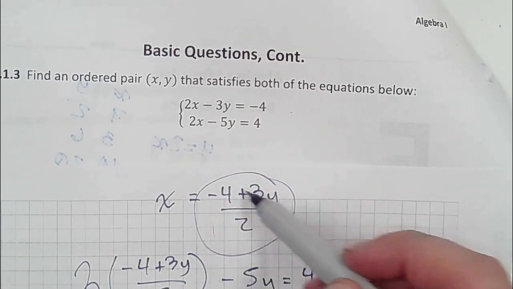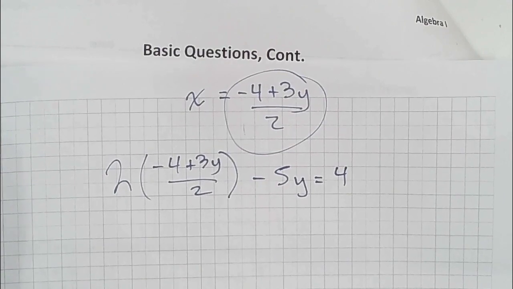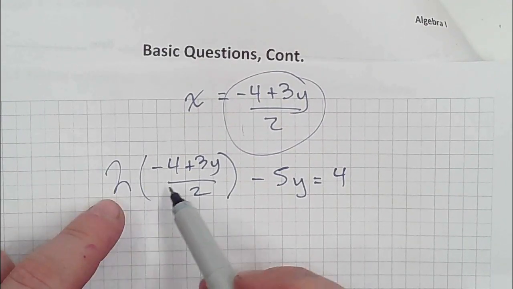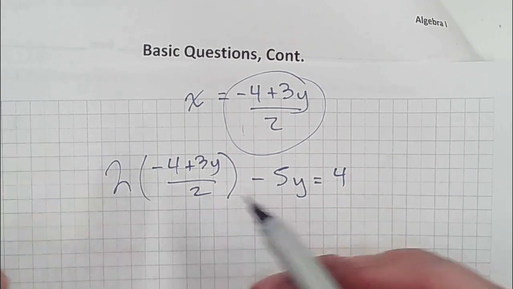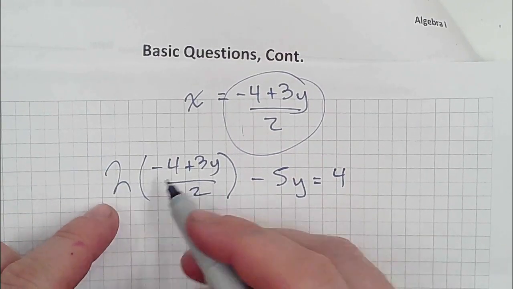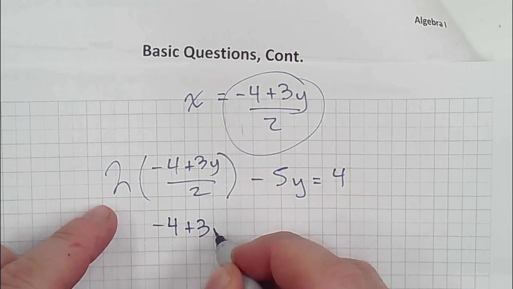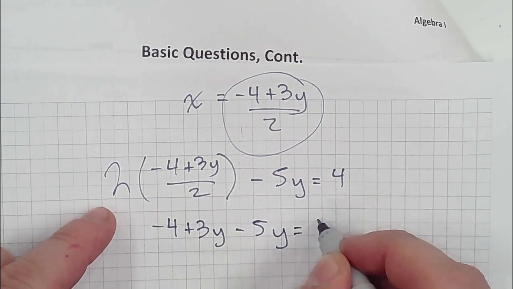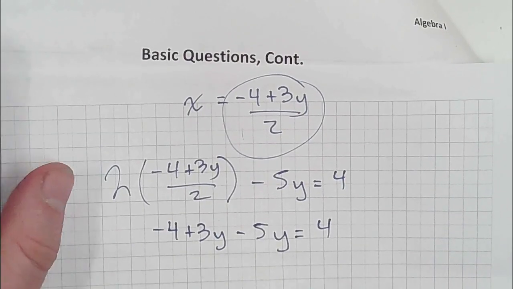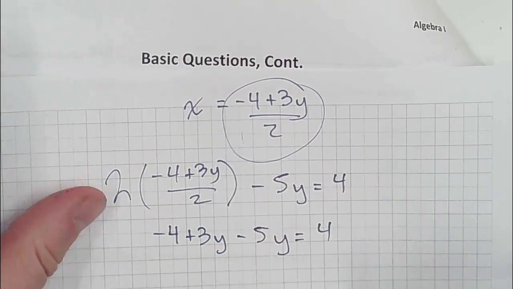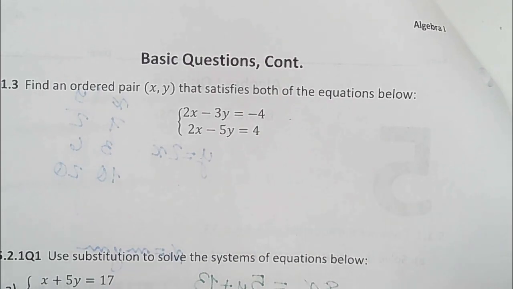that 2 times x, this being x, these 2's divide out. 2 divided by 2. We don't have to distribute first. We can divide first, because remember, we can multiply or divide in any order we want. So if these divide out, what we end up with is just -4 plus 3y minus 5y equals 4. And you can reduce that until we get y on its own, and we'll figure out what y is, plug that back in, and get x.